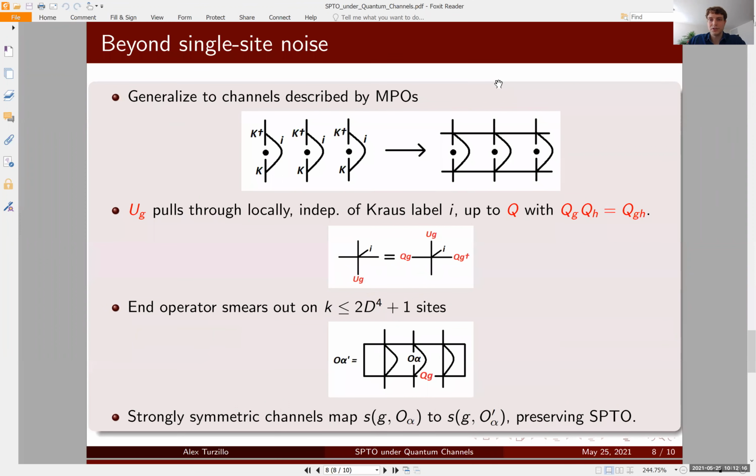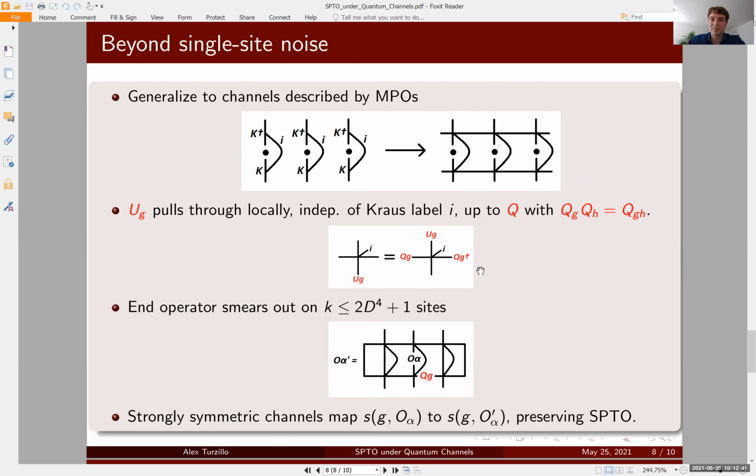So far I've focused just on single site noise because I wanted to deal with this example we had of a channel that destroyed SPT order. But let me briefly mention going beyond that. One can generalize single site noise to channels represented by matrix product operators. The case we've considered so far is essentially the bond dimension 1 case.